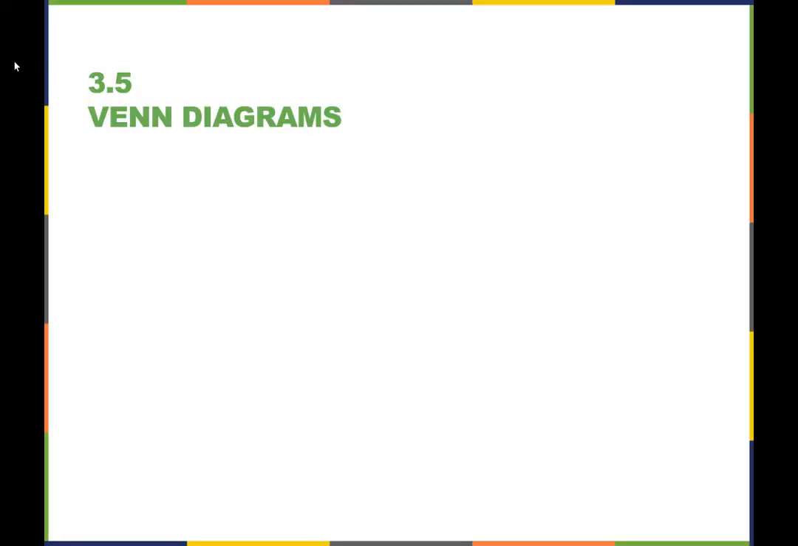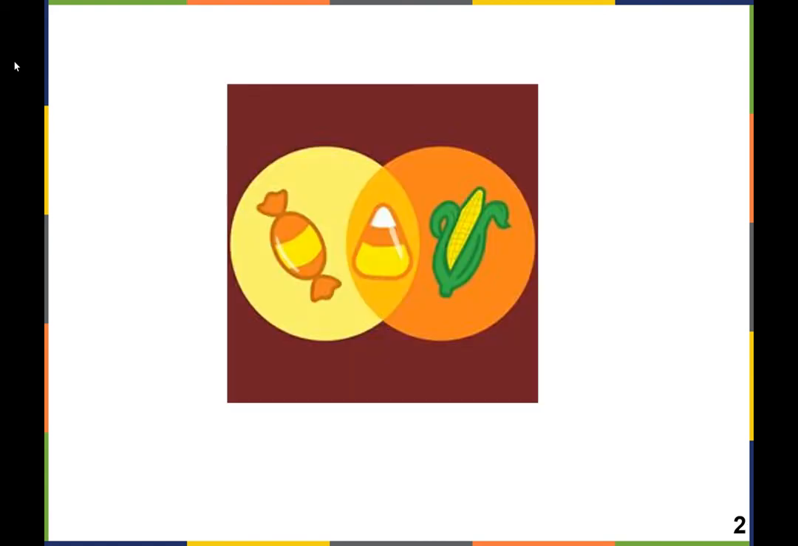Hello and welcome to section 3.5, where we're going to be talking about Venn diagrams and in particular, how to use Venn diagrams to solve probability problems. So here's an example of a fun Venn diagram. The set on the left is candy, the yellow set. The set on the right is corn. And of course, in the middle is our candy corn.